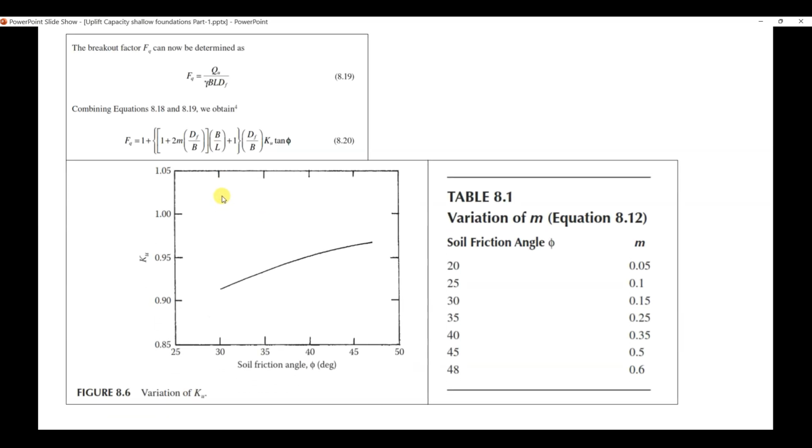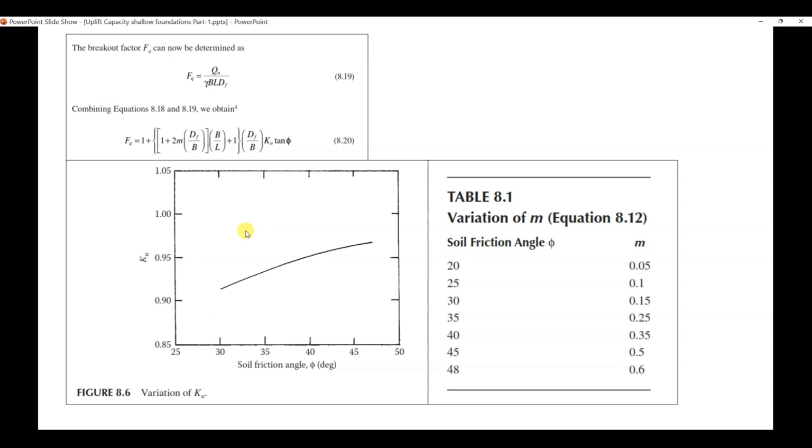Let's see. Okay, I have given the formula here again. The value of Ku can be determined from this graph based on the soil friction angle phi. Say, for example, if you have a phi value of 35 degree, probably you are going to get a Ku factor equals 0.94.